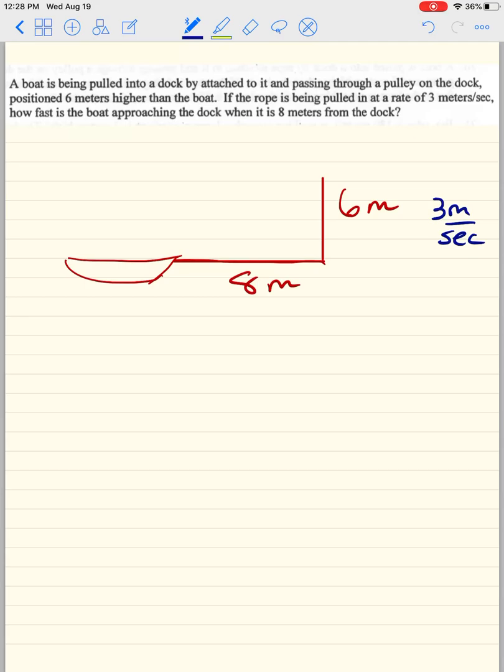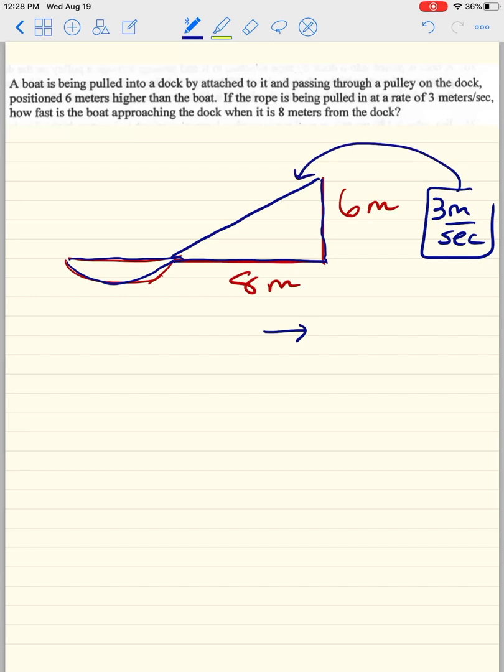Great, so this is what I did. This is my ugly boat that I drew. I tried my best. Art wasn't for me. When it's 8 meters from the dock, this is 6 meters higher. Okay, it's being pulled this way. And this is going to be, if the rope is being pulled at a rate of 3 meters per second. So let's see. This 3 meters per second I put out here belongs to this here.